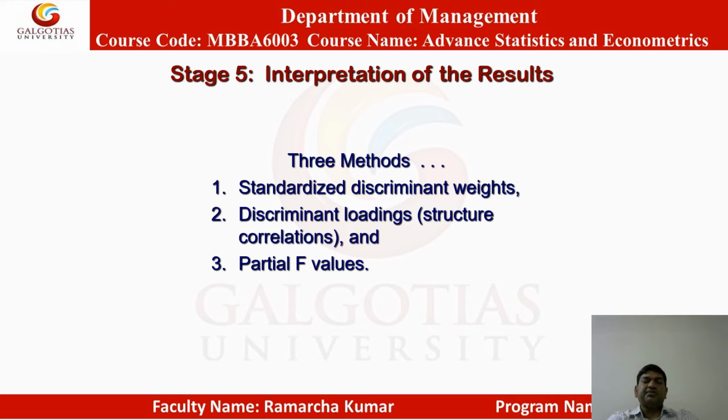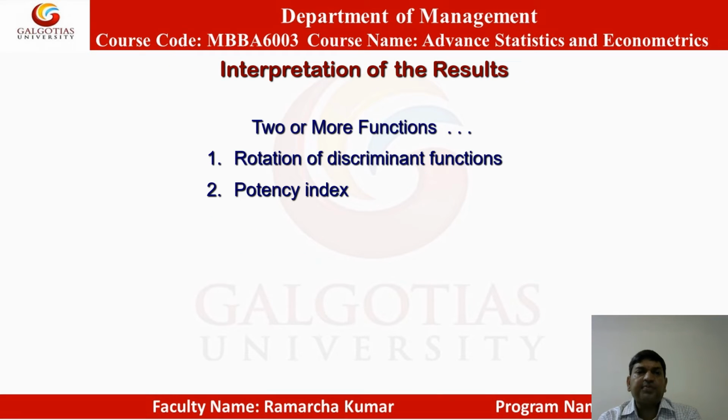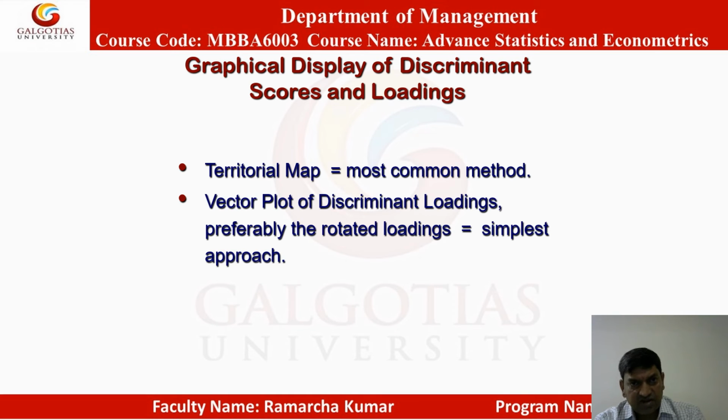Stage 5 is interpretation of the results. Three methods are there: standardized discriminant weights, discriminant loadings, that is structure correlation, and partial F values. Interpretation of the results, two or more functions: rotation of discriminant function, potency index. Graphical display of discriminant scores and loading.